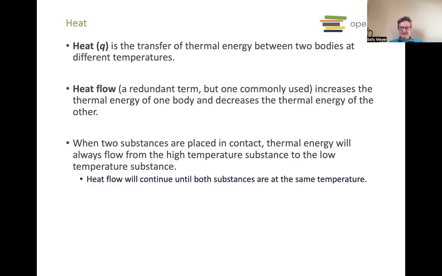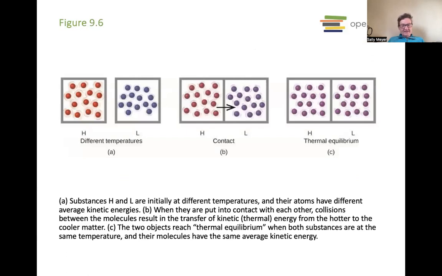So heat flow will continue until both substances are at the same temperature, to the point where you have thermal equilibrium. And this is just a picture of that, hot and cold. And when you put them in contact, the energy is going to move until they're both at the same temperature, which means their thermal energies are the same.